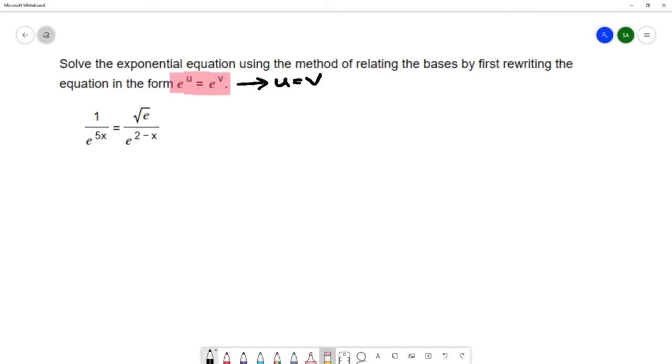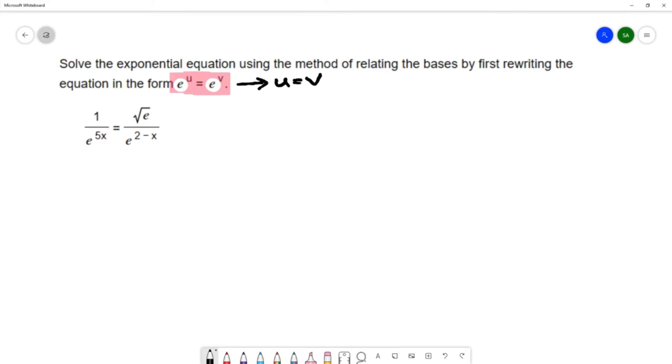The equation that we're working with is 1 over e to the 5x equals square root of e over e to the 2 minus x. So I'm going to start by trying to make the bases the same on both sides. You can see the expressions have base e, and so that's the base I'll use on each side. And as I do this, I'm going to be using some properties of exponents, and as I use the properties, I'll write which properties I'm using on the right side.